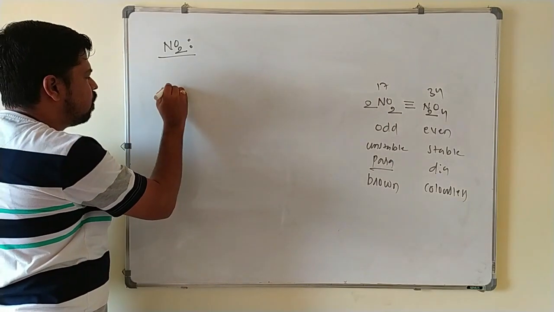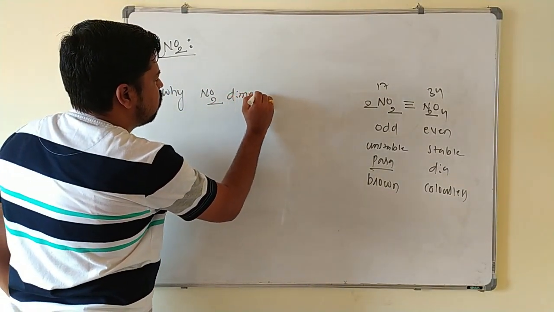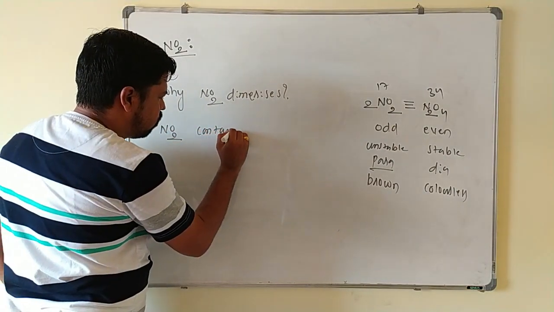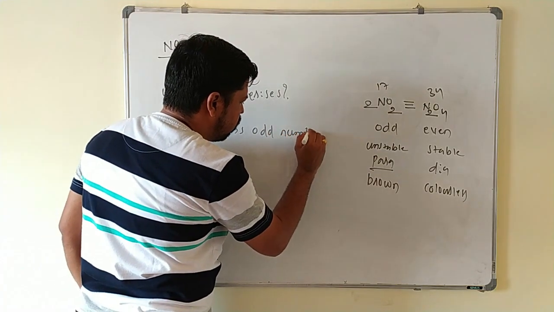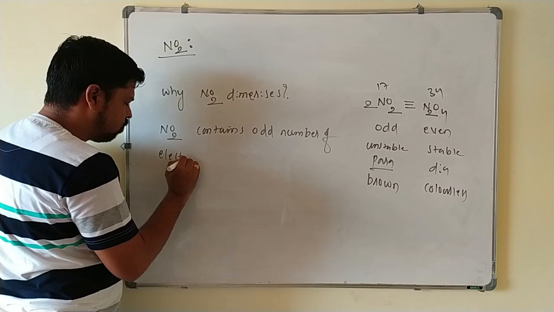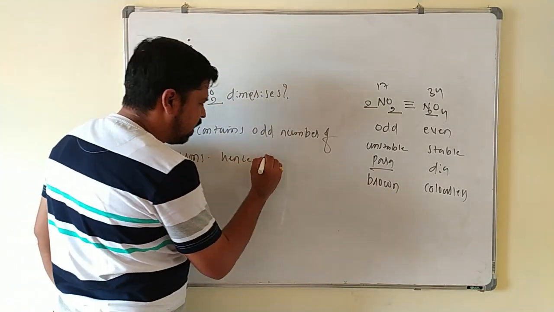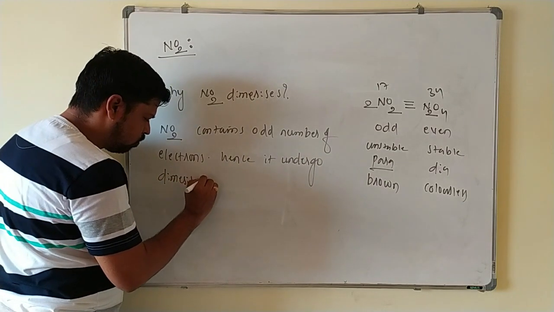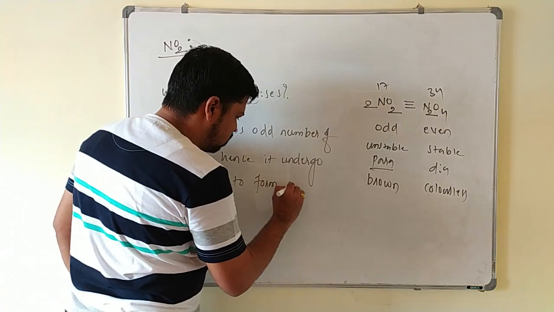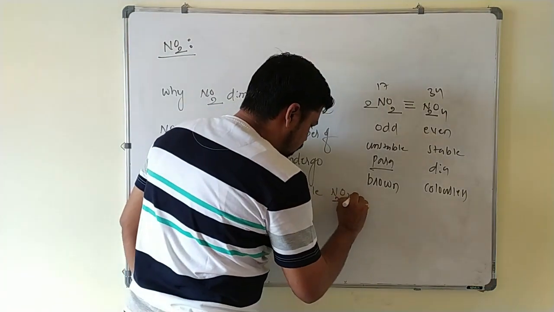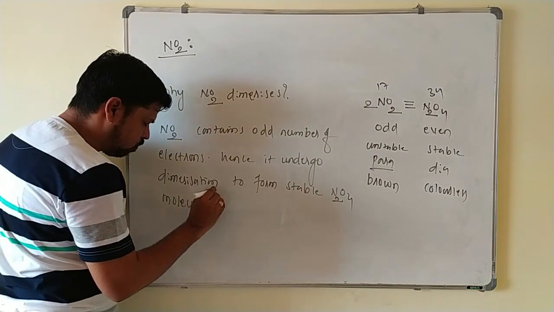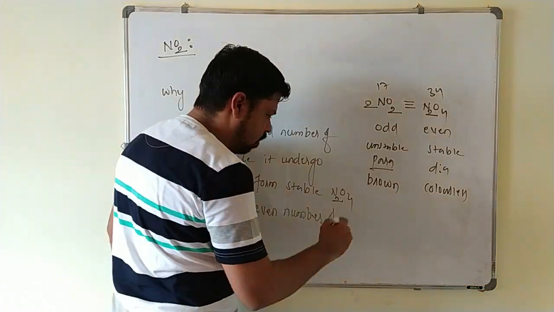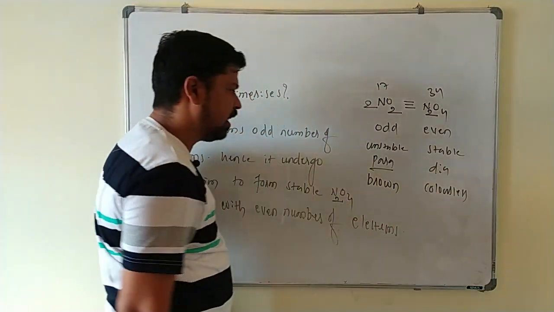Next one, why does NO2 dimerize? They will ask, because NO2 contains an odd number of electrons, hence it undergoes dimerization to form a stable N2O4 molecule with an even number of electrons. This is what your answer.